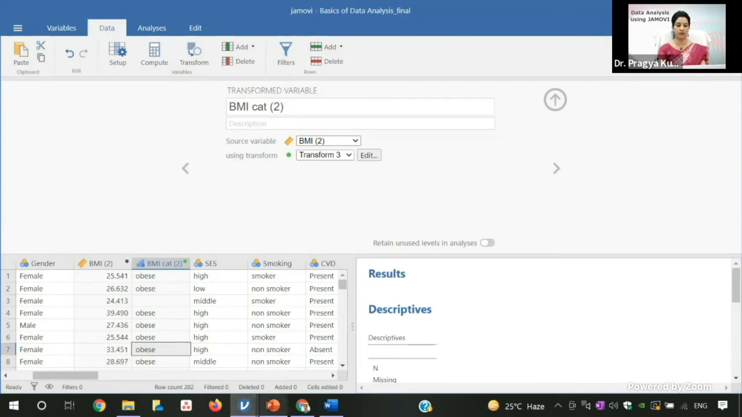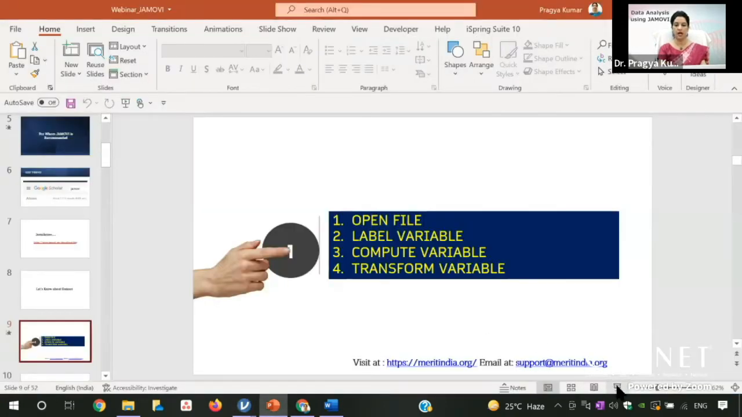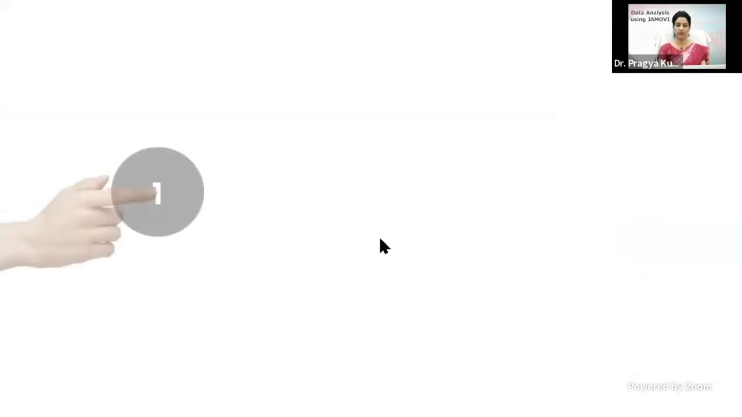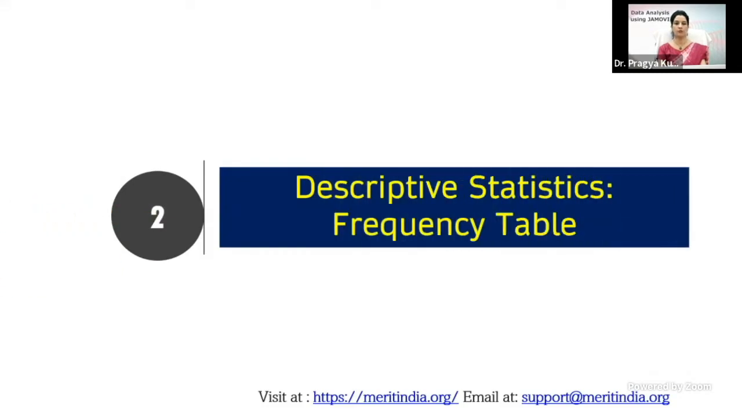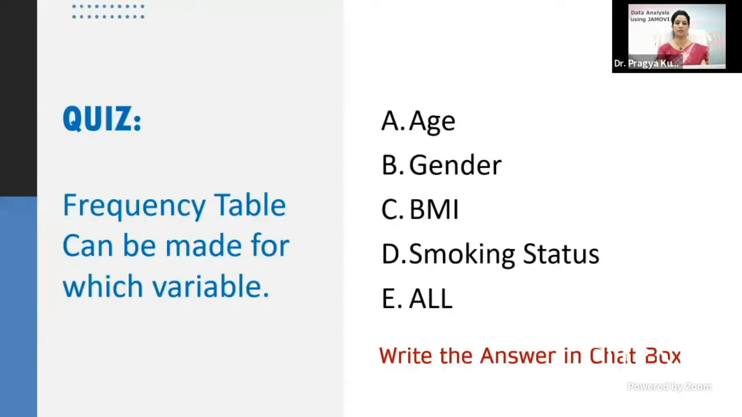So with these 4 commands, we have seen how to open the file, how to label a variable, how to compute a variable, and how to transform a variable. Now I will show you how to perform the descriptive statistics. For descriptive statistics, there are 4 variables here: age, gender, BMI, and smoking status. So there is a question for you. All of you are expected to please type in the chat box. You will make a frequency table for which variable? There are 5 options, so please write in the chat box.